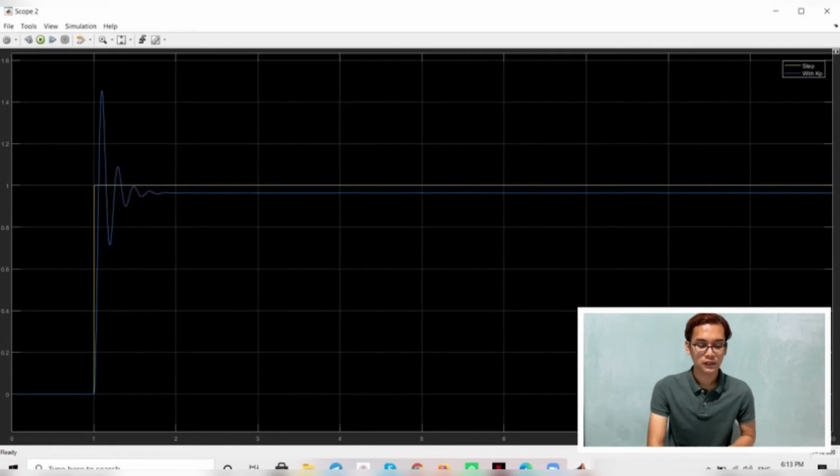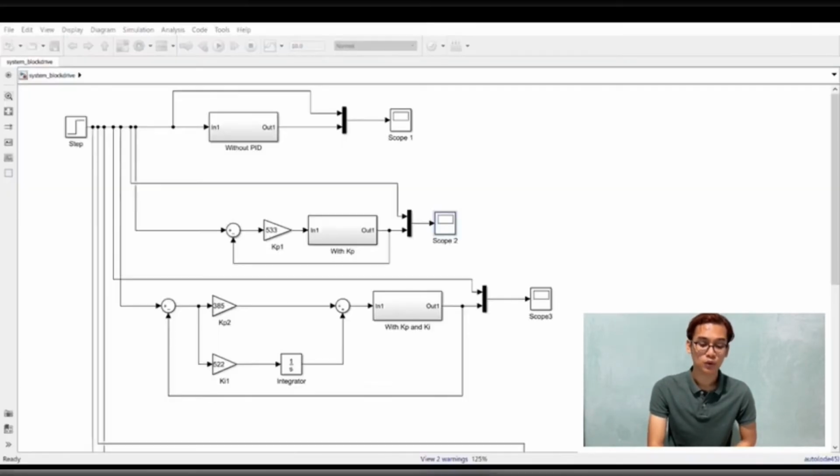That is the difference between the first one and the second one. This is why we use PID value in our DC motor. Now we move to the third one.